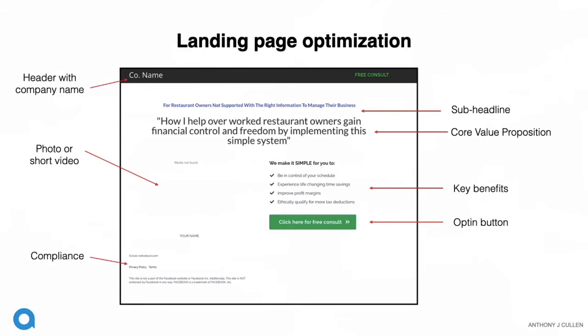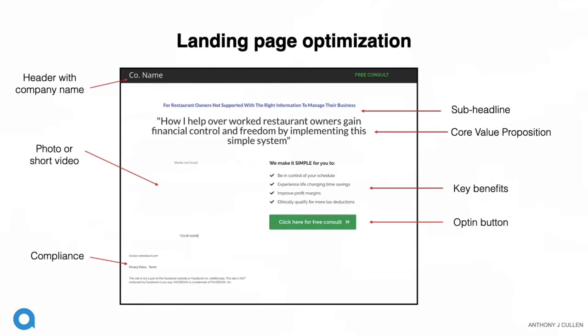And then your core value proposition is how I help overworked restaurant owners gain financial control and freedom by implementing this simple system. Okay, so you can see how that is structured in a way that it's a great offer by being super specific and with our target, getting their attention and calling out their pain point that they're overworked and helping them then overcome that and dangling that carrot, gaining financial control and freedom.